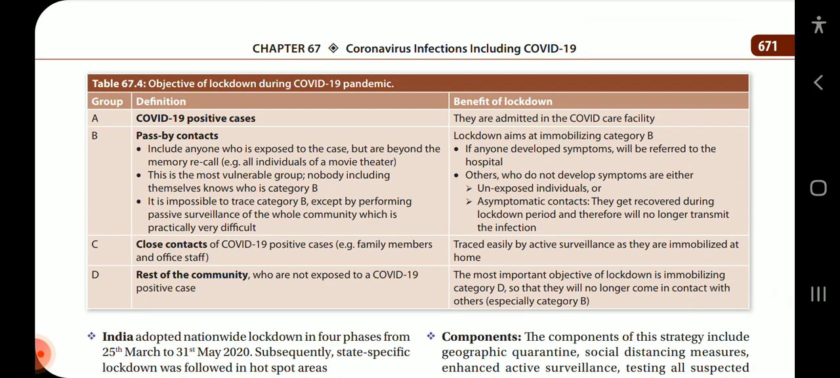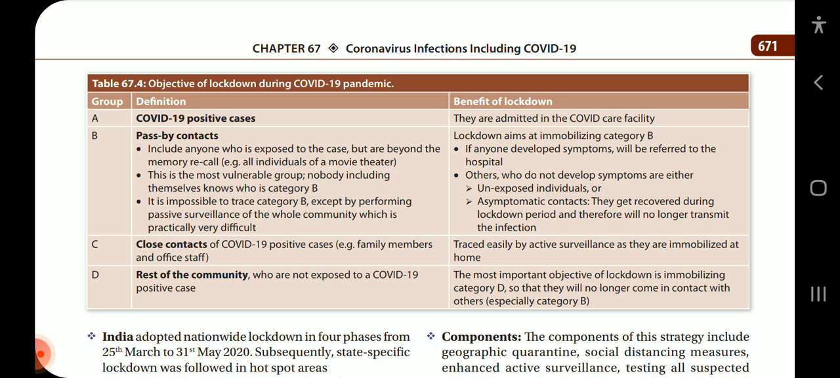Now, a comparison between the groups and the objectives of lockdown during the COVID-19 pandemic. Group A: COVID-19 positive cases admitted in the COVID care facility. Group B: the pass-by contacts, which include anyone who is exposed to a case but beyond memory recall. This is the most vulnerable group; nobody, including themselves, knows who is category B. It is impossible to trace category B except by performing passive surveillance of the whole community, which is practically very difficult. Lockdown aims at immobilizing category B.